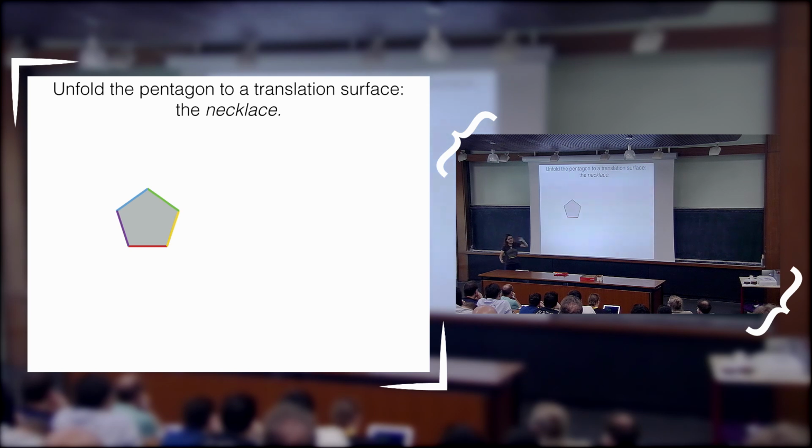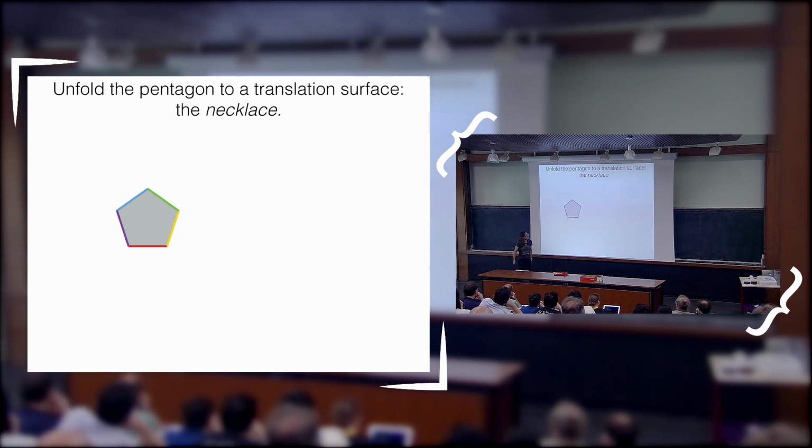So now let's go to the pentagon. OK. So this is a pentagon billiard table. I've labeled the sides with different colors, as is my custom. And we're going to unfold it to get a translation surface.